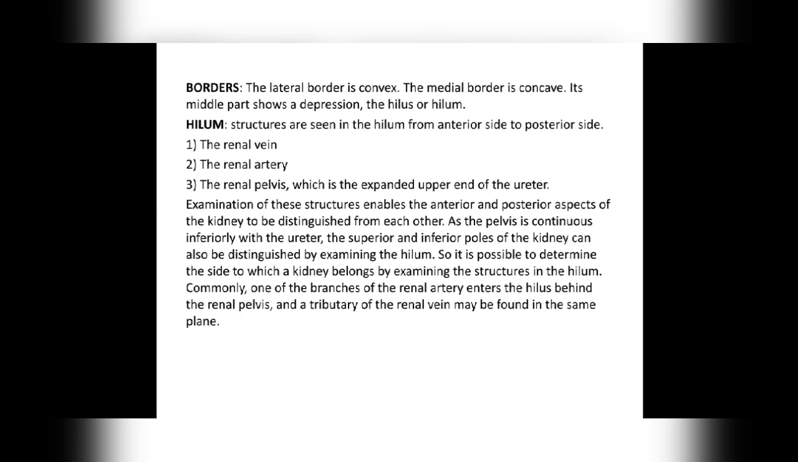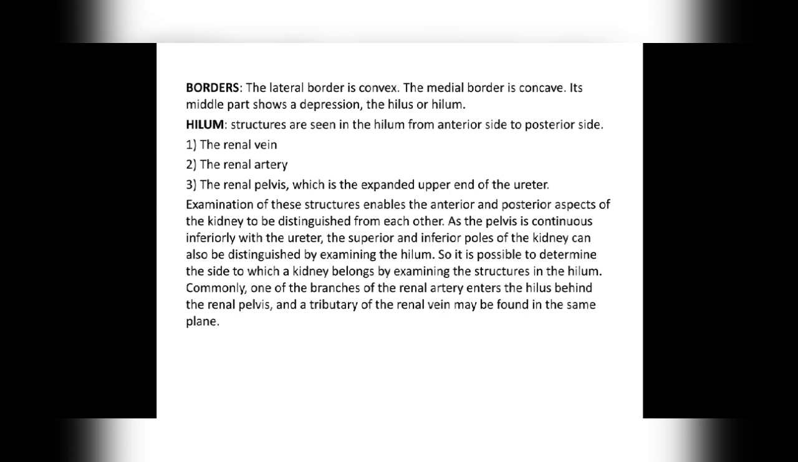Hilum. The structures seen in the hilum from anterior to posterior side are, most anteriorly the renal vein, then the renal artery, then the renal pelvis, which is the expanded upper end of the ureter. Examination of these structures enables the anterior and posterior aspects of the kidney to be distinguished from each other. As the pelvis is continuous inferiorly with the ureter, the superior and inferior poles of the kidney can also be distinguished by examining the hilum. So, it is possible to determine the side to which a kidney belongs by examining the structures in the hilum.